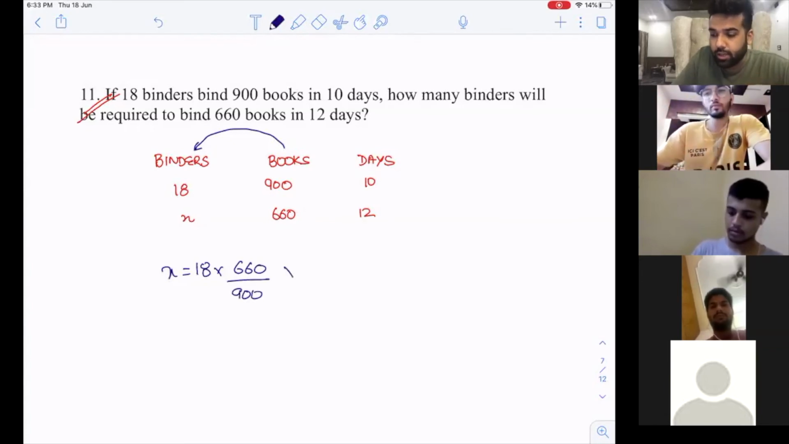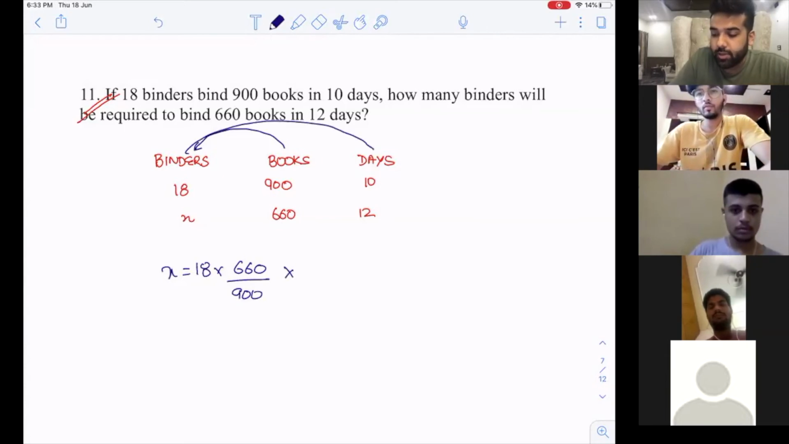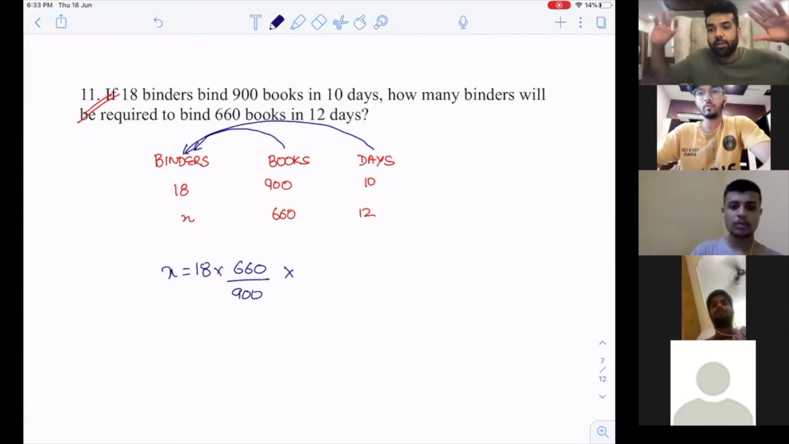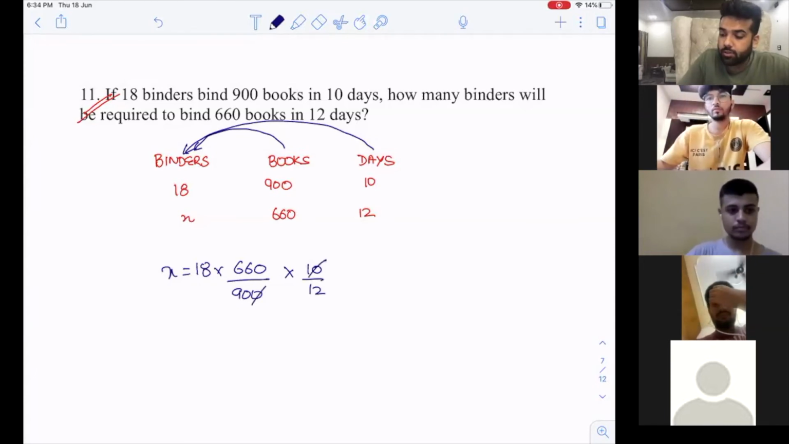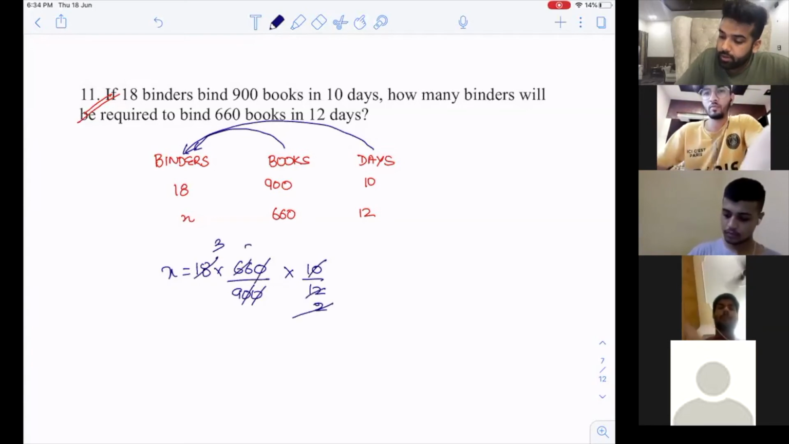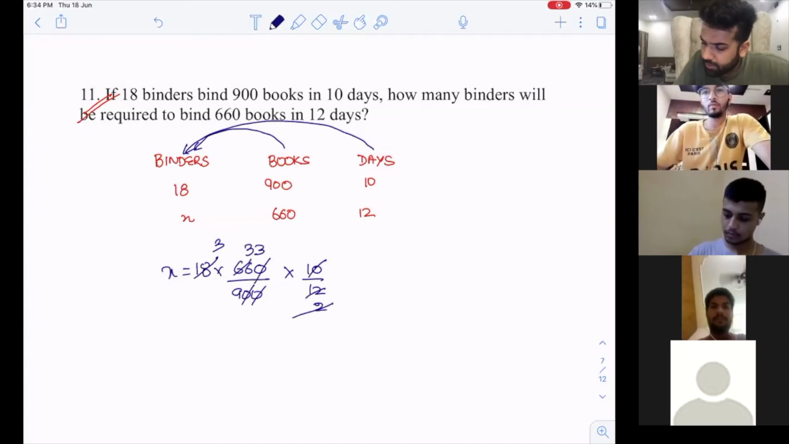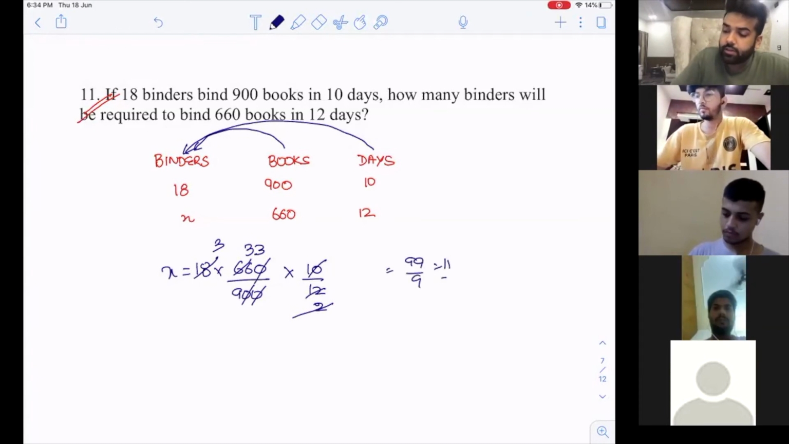Second, to finish the work in 10 days we require 18 binders. To finish the work in 12 days, do you require more binders or less binders? Now the time is more. We don't look at the books. In 10 days 18 binders finish the work. In 12 days, do we require more binders or less? Less, 10 by 12. Everybody clear? Let's cancel it. 3 by 2. 33. Sorry, I've made some mistake somewhere. This is 99 by 9, 11. Clear or not?